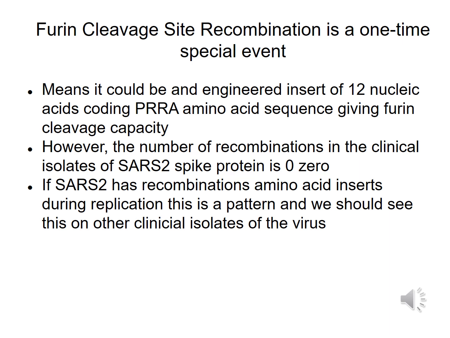So how was this furin cleavage capacity gained by the coronavirus? As I showed you on the sequence, there is a 12 amino acid insert, and the PRR amino acid sequence is the furin protein binding area. So if this is a habit in SARS-2, we have to see more recombinations like this, more inserts. But this is not a pattern in the clinical isolates, and this suggests this is an engineered insert.